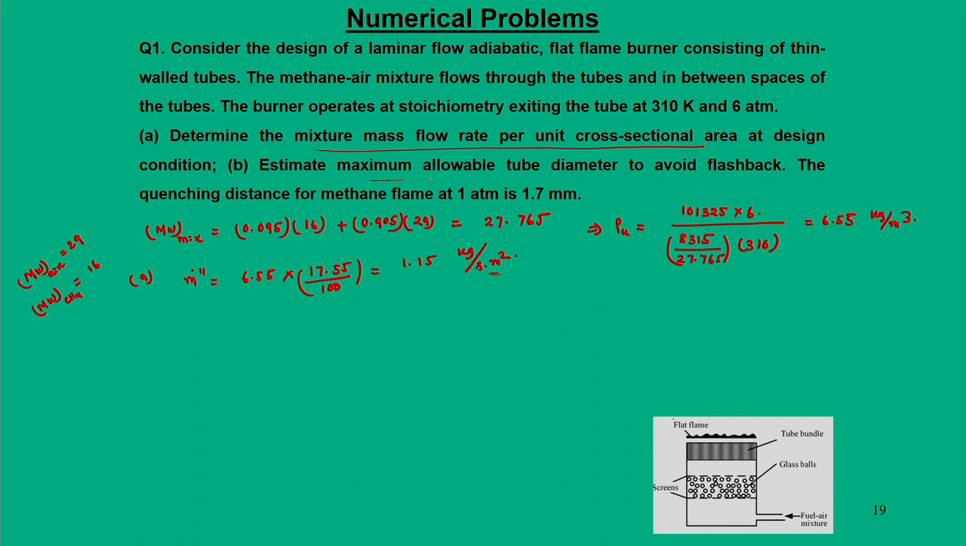The second part is we need to find the maximum allowable tube diameter. For that we recall our relations: tube diameter d is proportional to alpha d by SL, and alpha d is proportional to T to the power 1.75 by P. By combining these expressions we can write d is proportional to T to the power 1.75 by P into 1 by SL. Removing the proportionality constant and writing in equation form, d2 by d1 is equal to P1 by P2 into SL1 by SL2. Here we are not talking about temperature change, so temperature effect is not there.